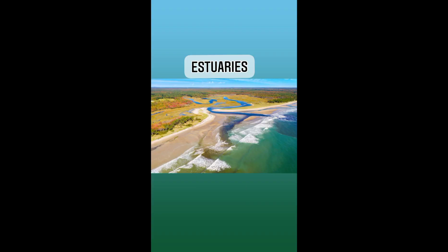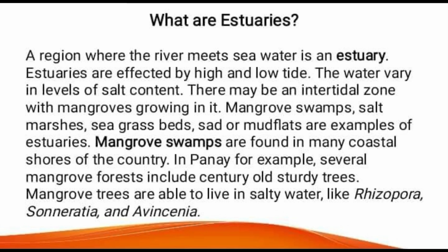Next, what are estuaries? A region where the river meets seawater is an estuary. Estuaries are affected by high and low tide. The water varies in level of salt content. There may be an intertidal zone with mangroves growing in it. Mangrove swamps, salt marshes, seagrass beds, and sand or mudflats are examples of estuaries.